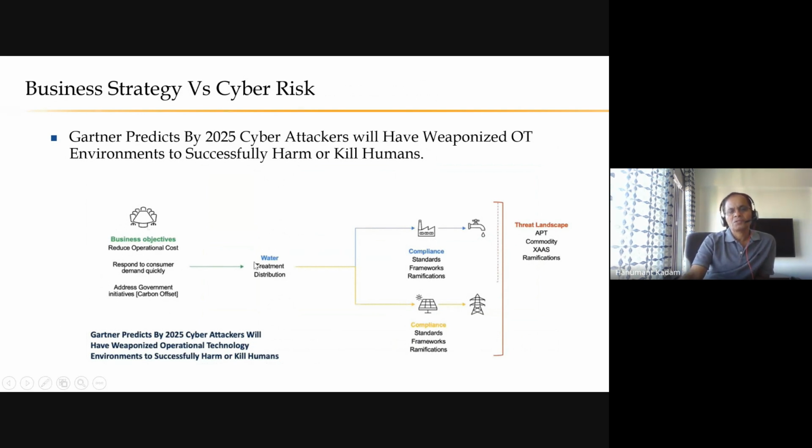Suppose this is one of the utilities where water treatment and distribution is there, and water goes out through this distribution facility. You can see here compliances, standards, frameworks, and ramifications. See here, there are threats from outside, and they may attack your system. And what will happen? They will disturb the water supply.